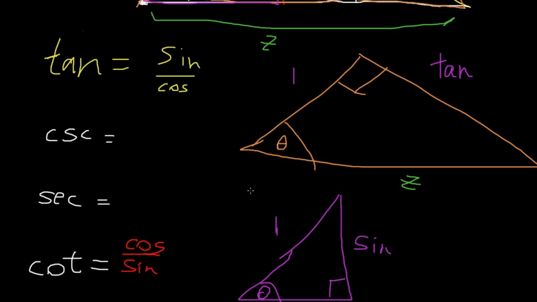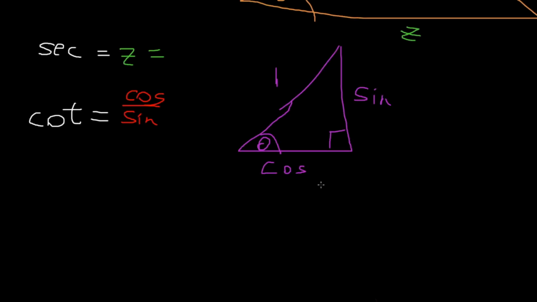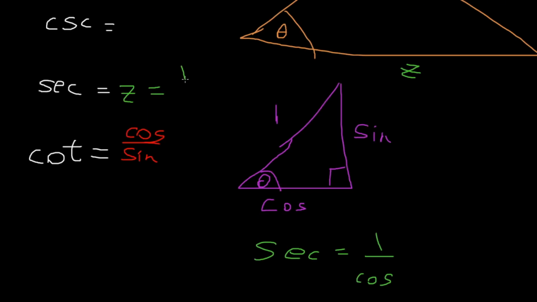So that means secant, which is equal to z, is actually just the hypotenuse over the adjacent. Now, where can we find that on the purple triangle? This is the hypotenuse, and that is the adjacent. So secant is equal to 1 over cosine. Boom. Done. So 1 over cosine is equal to secant. That's the reciprocal identity.